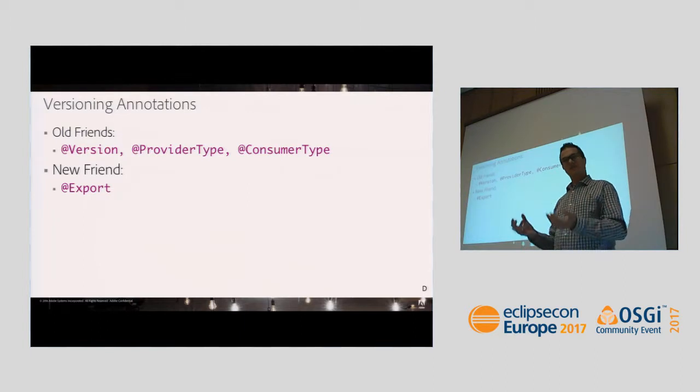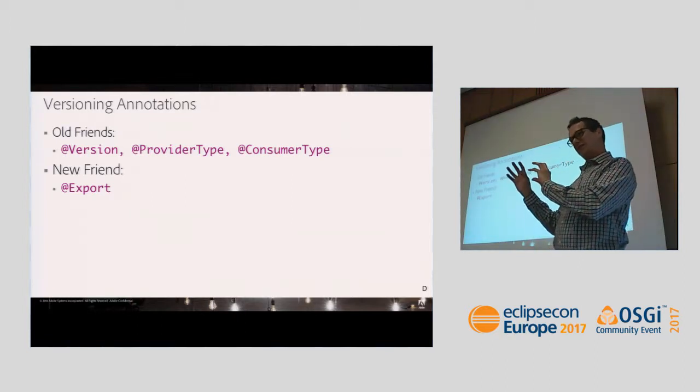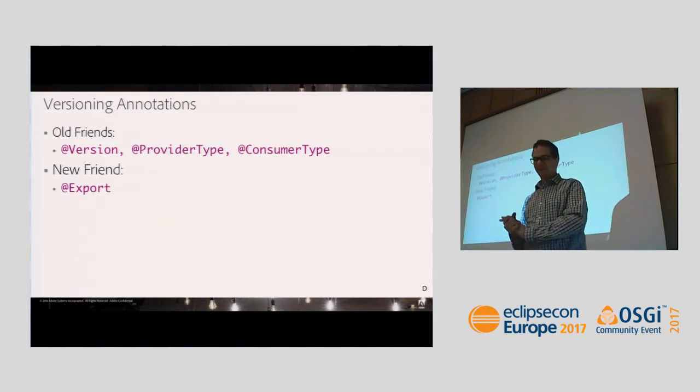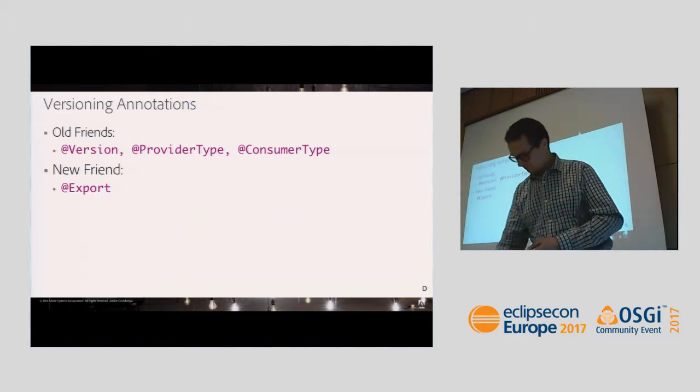And there's now a new annotation that basically allows you to specify this package is actually exported. Some tooling today actually interprets the versioning annotation as being exported as well. Now there's a new annotation that makes that explicit, a little bit more correct. So that's there as well.